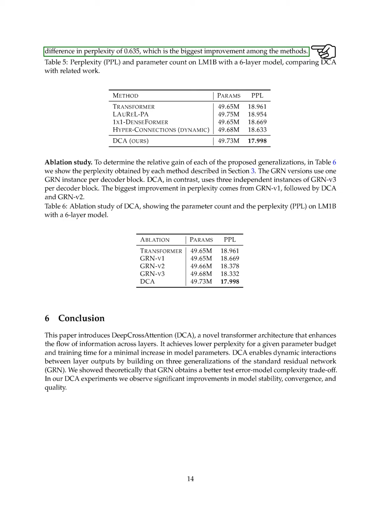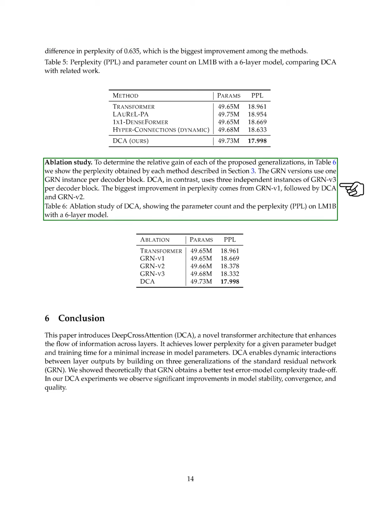Finally, we compare DCA's perplexity with recent related works and find that DCA improves upon the previous best method, hyperconnections, by a significant margin. In our ablation study, we analyze the relative gains of each proposed generalization, revealing that the largest improvement in perplexity comes from GRNV1, followed by DCA and GRNV2.